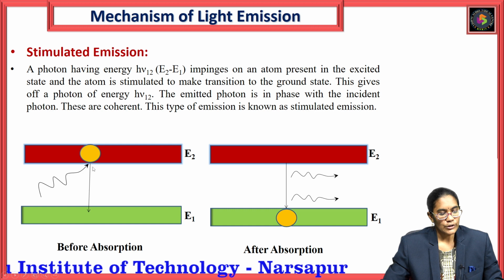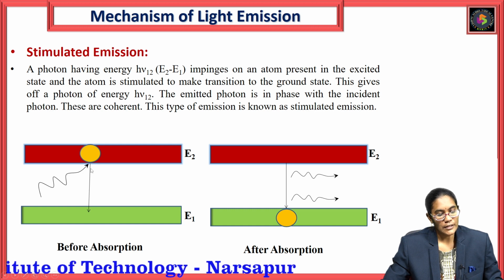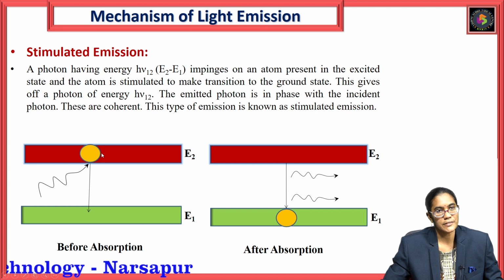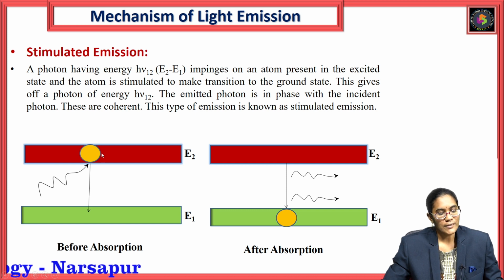See here, in the spontaneous process also the atoms are present in the high energy state. So there we are not supplying any amount of energy. After completion of the lifetime, the atoms automatically come from the high energy state to the lower energy state by emitting a single photon of energy. But here the photon of energy is incident on the high energy state atom before completion of lifetime, and this photon is not absorbed by this atom.